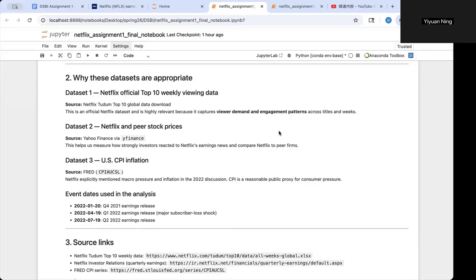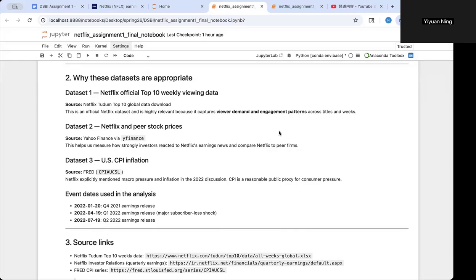So the main question of my analysis is, how can Netflix use data to better understand its 2022 subscriber decline and identify actions to improve retention, engagement, and monetization?